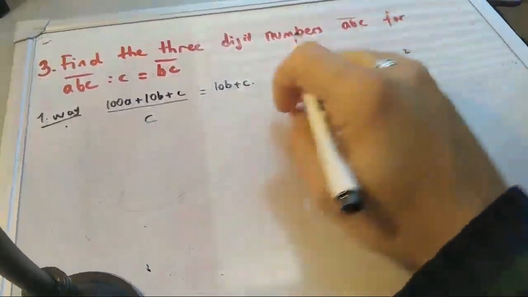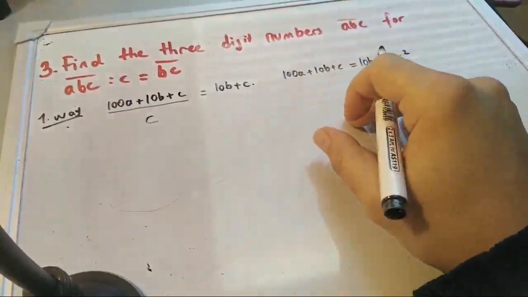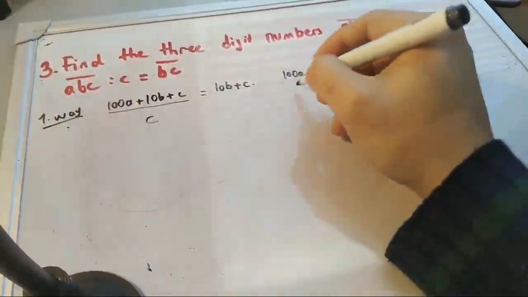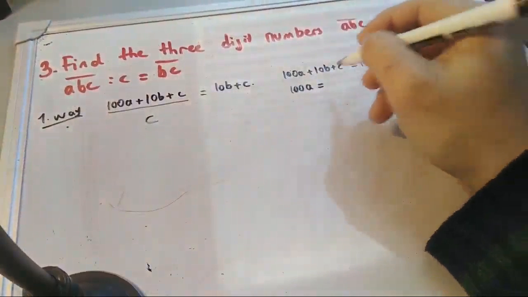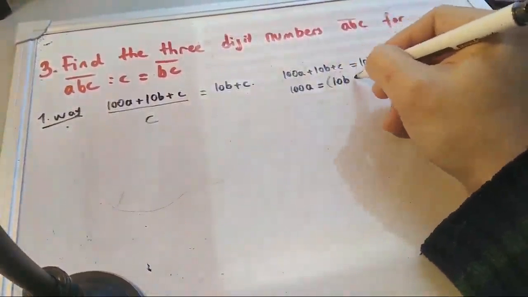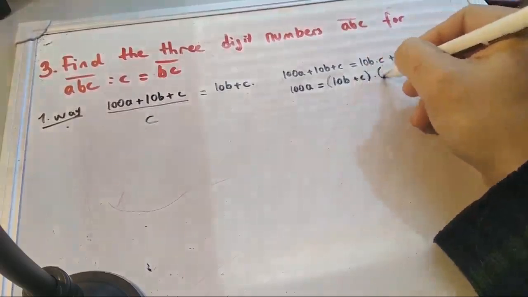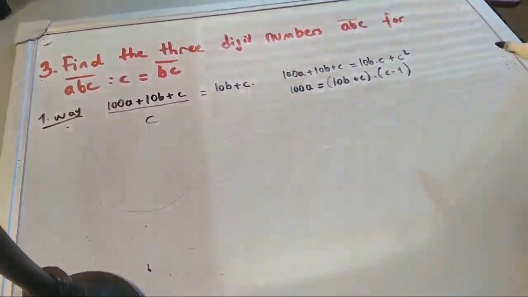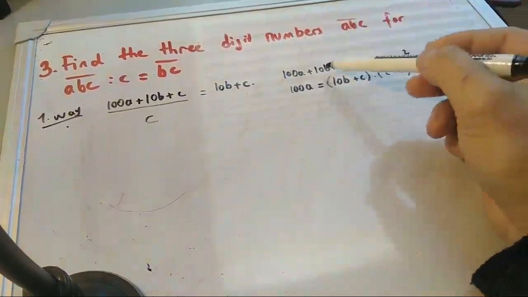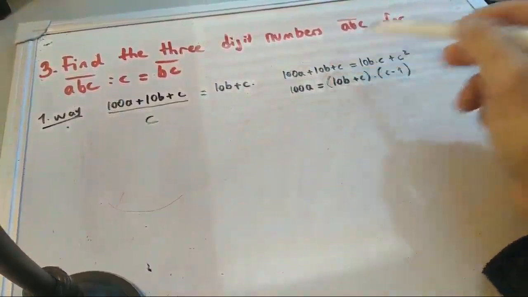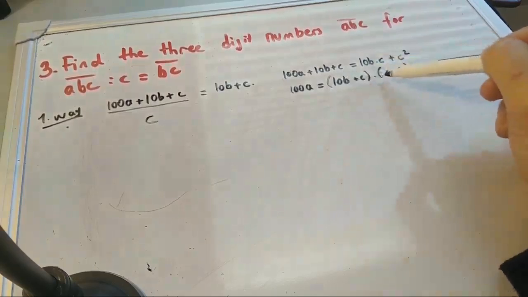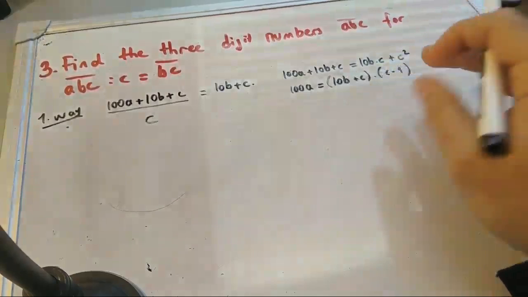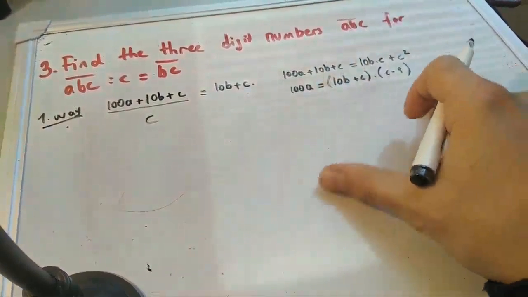When we simplify it, let's isolate 100A. Take both 10B and C to the other side. So we will get 100A equals 10B plus C times C minus 1. I simplify it actually.